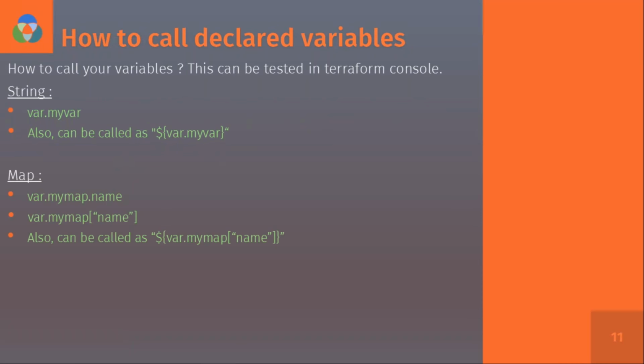A map we can also call with a different name, var dot my map. We can call each individual name also. So this is the syntax to call a particular map variable. To call a list, we need to use var dot my list. Yes, we can call that particular list. If you want each individual list item, we can use index 0, 1, 2, 3. It will display each value of the list. This is how we can call the declared variables.